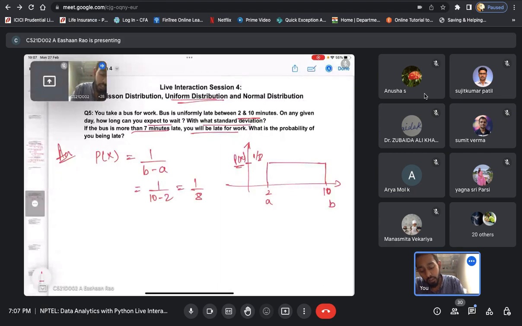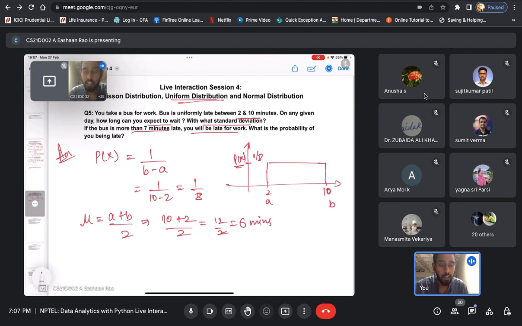Now it is asking how long you expect to wait. So it is basically asking the expected value for this distribution. So mu will be a plus b divided by 2. That is the mean for a uniform distribution. If you apply these values, that is 10 plus 2 divided by 2, you get 12 by 2, which is equal to 6. Since it is in terms of minutes, the mean is 6 minutes as an average value. So the average the bus is late is 6 minutes.